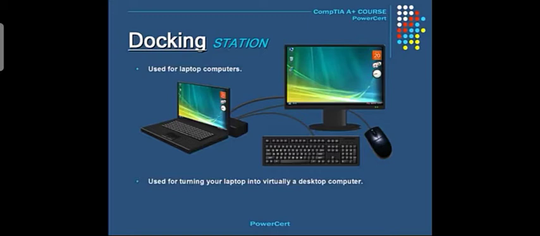But there's one thing to remember about docking stations, is that they are specific to the manufacturer. So there is no such thing as a one-size-fits-all docking station. You need to get the specific one for the laptop.